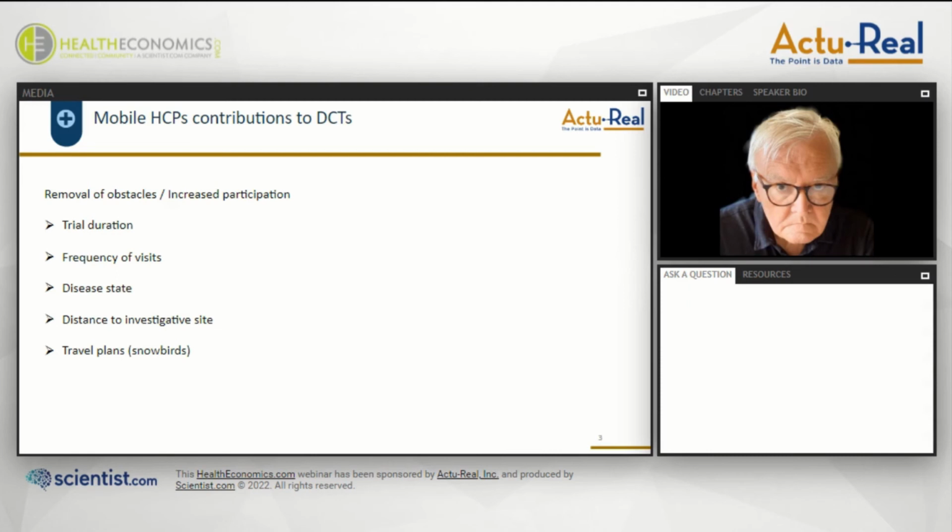And also, as a network of healthcare providers, they can even follow participants who travel to a milder climate on a seasonal basis.